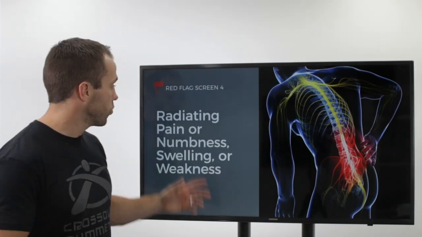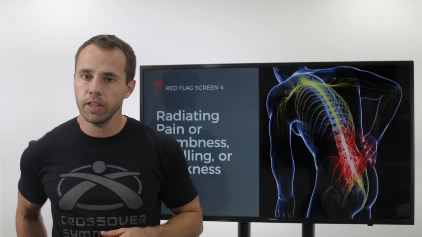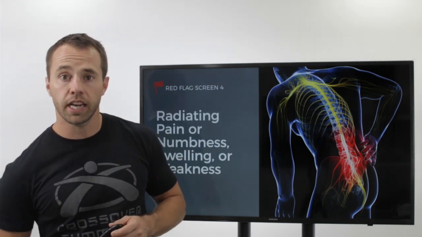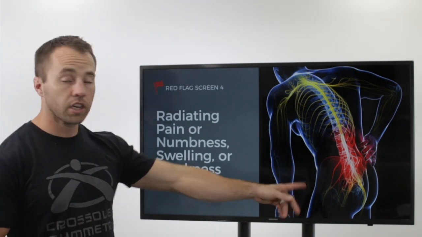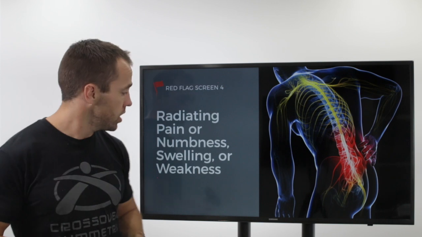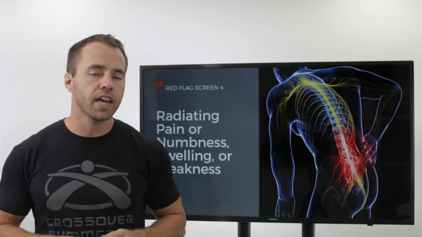Next is going to be any sort of radiating pain or numbness, and that's specifically below the buttocks. So if you notice that you have radiating pain or some numbness running down the backside of the leg specifically, those are going to be all red flags. We're looking for swelling, so if your leg is getting puffy. And then also we have this sign of weakness.